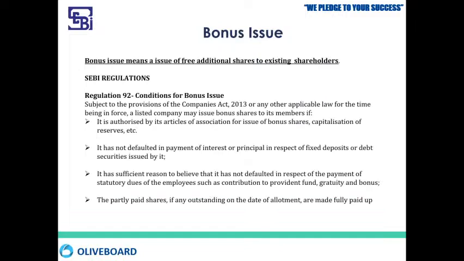Now, coming back to bonus, first of all, understand what is meant by bonus issue. Bonus means something extra. It is something free of cost, right? When you buy something, if you're getting something additional, that is called bonus. The same way goes here. The corporates will issue shares to their existing shareholders.